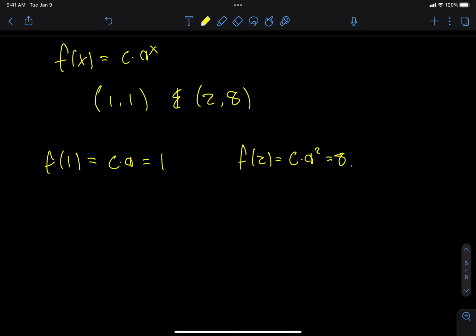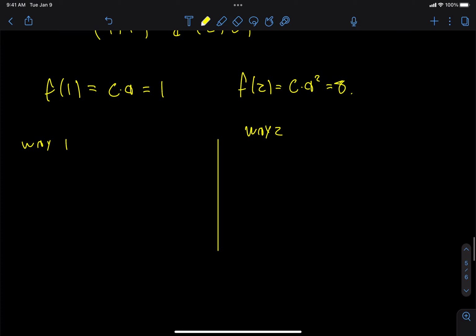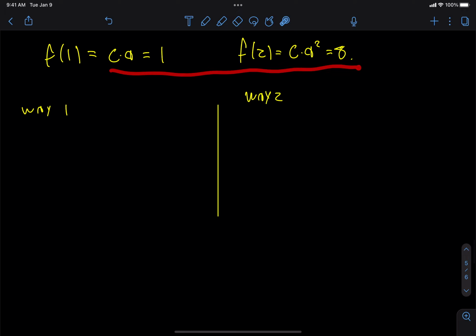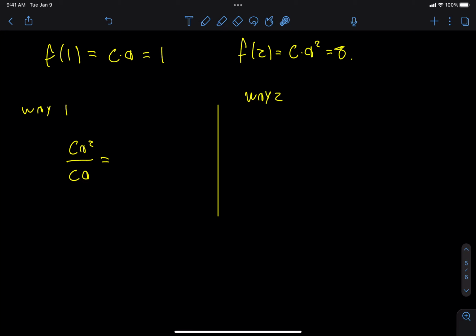Okay, so there's two ways I can proceed from here. I'll show you both ways. Way 1 and then way 2. And you can decide which one you like better. Way 1 is to take these two equations and divide them by one another. If I have c times a is 1 and c a squared is 8, then c a squared over c a is going to be what? c a squared is 8, right? And what is c a? 1.